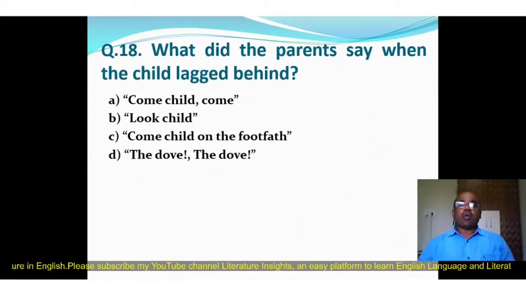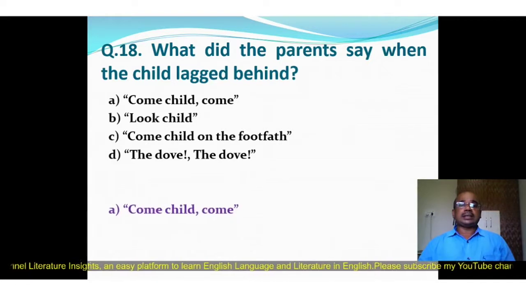Question number 18. What did the parents say when the child lagged behind? A. Come child, come. B. Look child. C. Come child on the footpath. D. The doe, the doe. The correct answer is A. Come child, come. The parents said when the child lagged behind, come child, come.